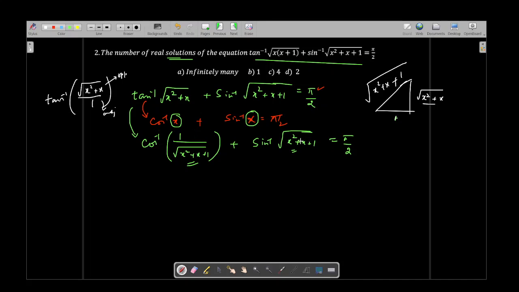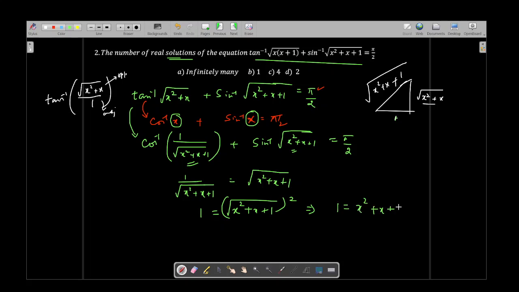Cos inverse of x plus sin inverse of x is pi by 2. So these two should be equal. So 1 by square root of x square plus x plus 1 should be equal to square root of x square plus x plus 1. So if I cross multiply, I'll get 1 is equal to square root of a into square root of a, which is a. So I'll get x square plus x plus 1 under square root whole square. So this implies 1 is equal to x square plus x plus 1.